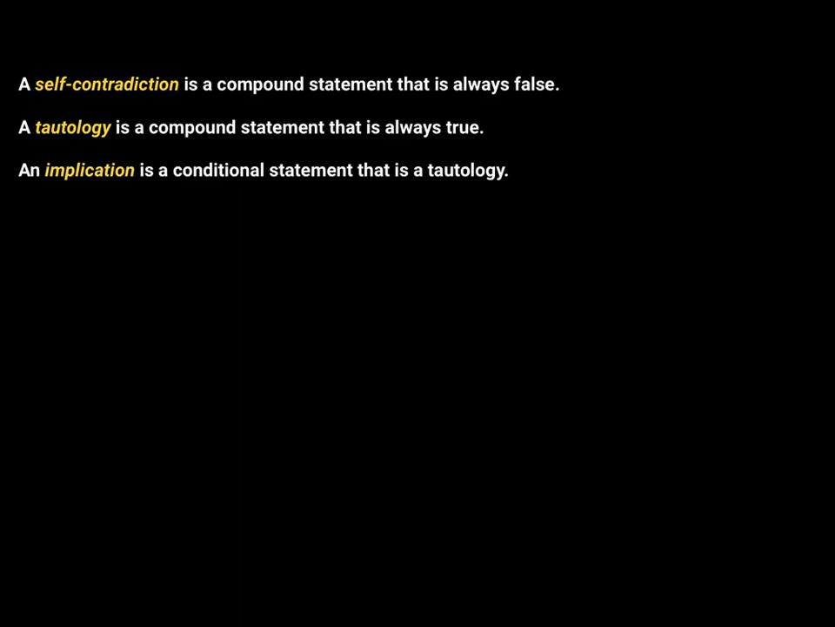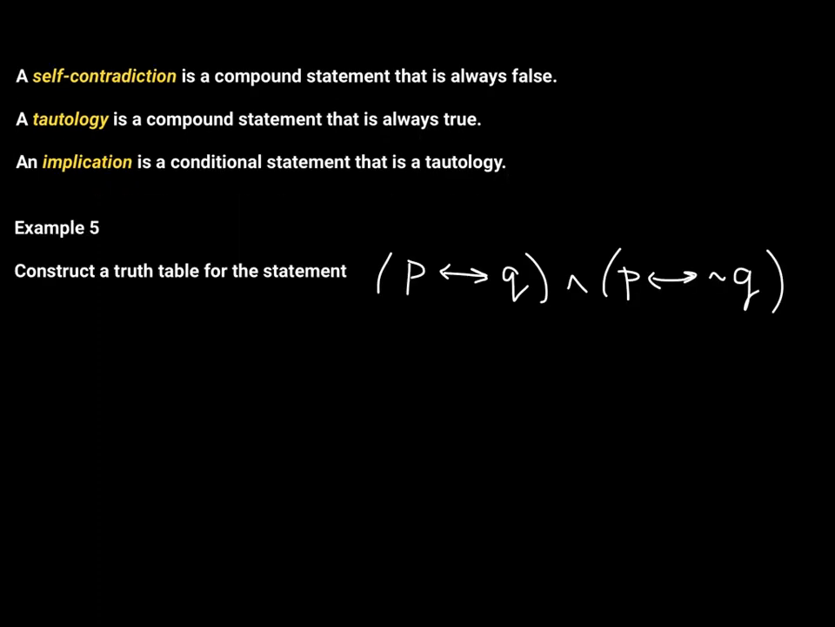Let's look at some examples. Consider this statement. P if and only if Q, and P if and only if not Q. Let's construct a truth table.